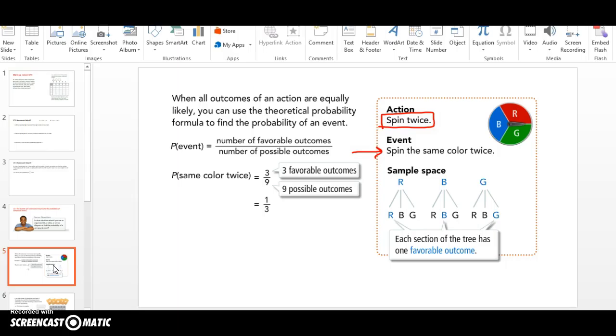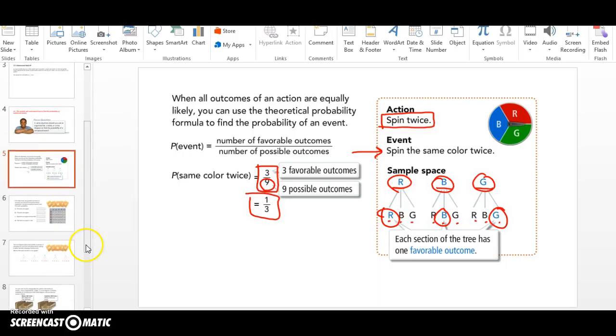My first spin, I can get red, blue, or green, and then I spin it again, and I can get red, blue, green, red, blue, green, red, blue, green. So there's a total of 9 outcomes here. Remember that always goes to the bottom, so 9 possible outcomes. How many times could I get the exact same color? 3, because this is a red then red, blue then blue, green then green, which would be 3 total times. So that is 3 over 9, which is 1/3. That's what we're going to be focusing on.